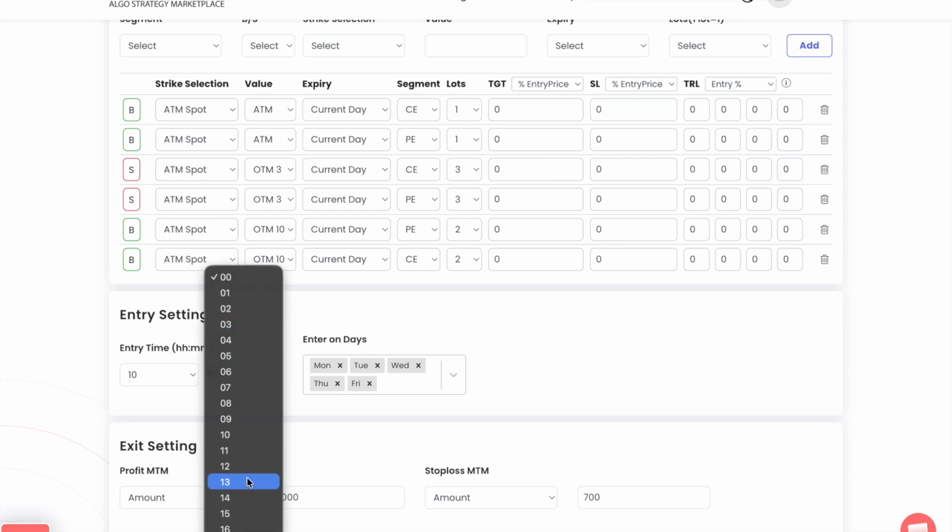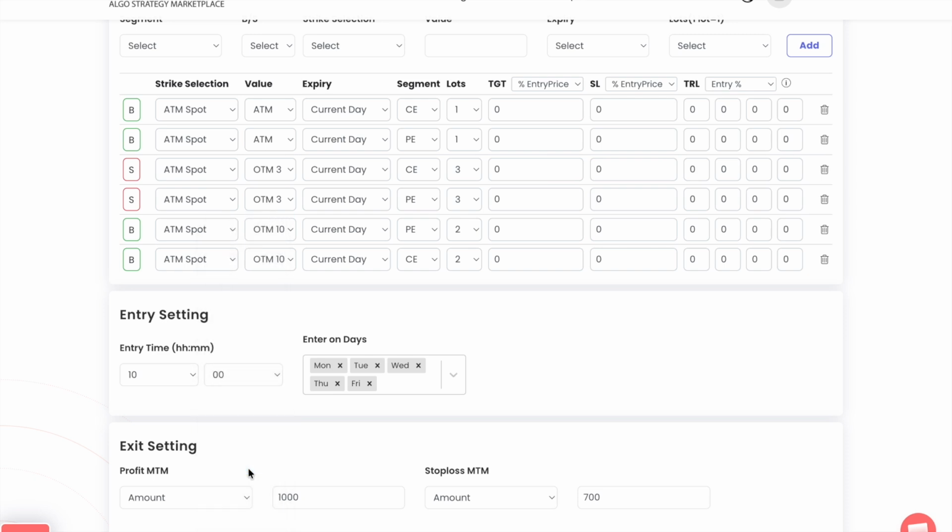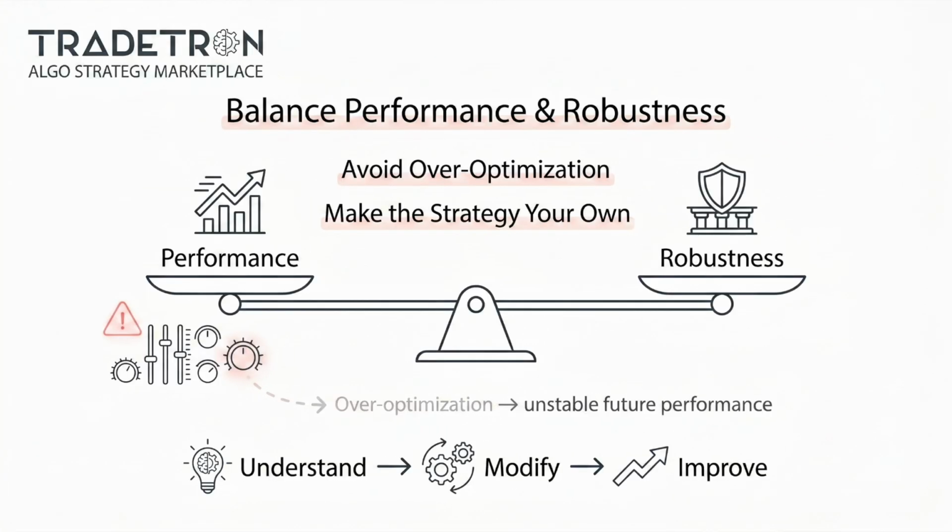But at the same time, there's one important thing to keep in mind. Avoid over-optimization. If you keep tweaking the strategy too much based on past data, it might stop performing well in the future. So the goal is simple. Find a balance between performance and robustness.